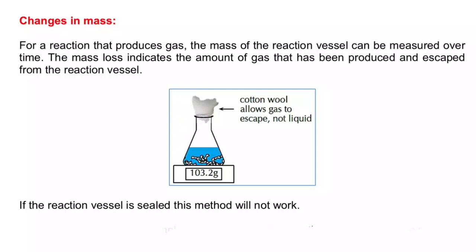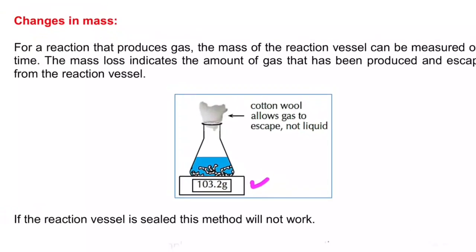If the reaction vessel is sealed, this method will not work. So take a look at this. You take your conical flask, you put it on a scale, right? And then you put a cotton wool on top to allow gas to escape and not liquid. So because there's a cotton wool on the top, the gas will be able to escape, but everything else remains in the conical flask, right? So the decrease in mass will give you the amount of gas that has escaped.